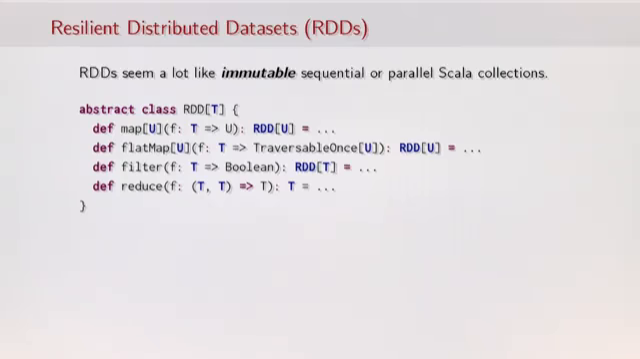This is a simplified definition of the RDD class. Of course, there are many more methods, and it's much more complex than this, but this is a simplification of the RDD class as defined in the Spark codebase. As you can see, these signatures all look very familiar. They look just like the signatures that we've seen on lists for things like filter, flat map, and map.